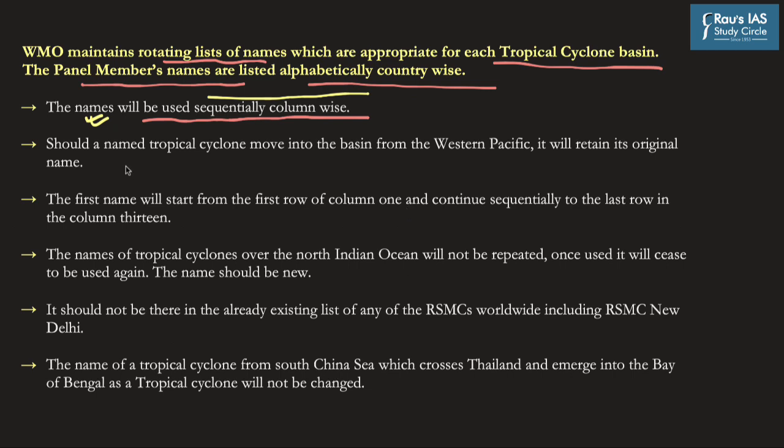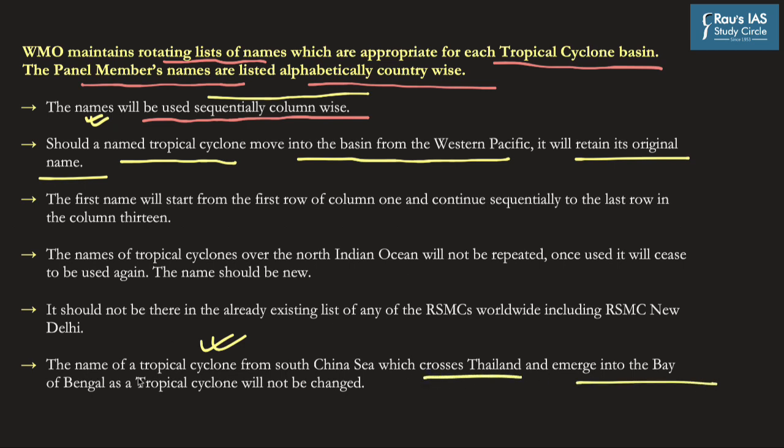Now another important point highlighted here is that should a named tropical cyclone move into the basin from the Western Pacific, say to a different area, then it will retain its original name. For example, if a tropical cyclone from the South China Sea crosses Thailand and emerges into the Bay of Bengal area as a tropical cyclone, then its name will not be changed.